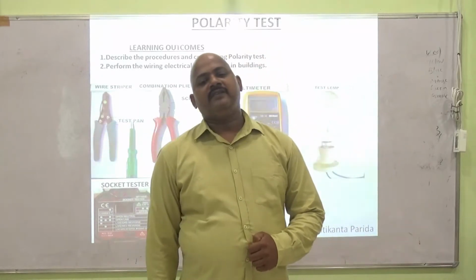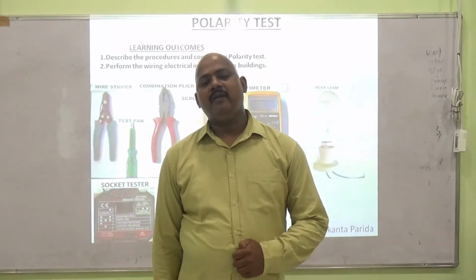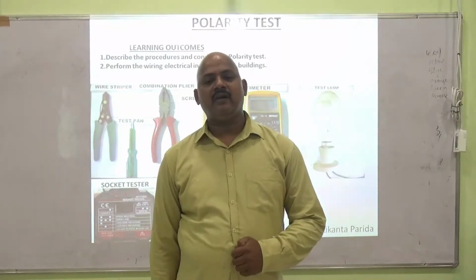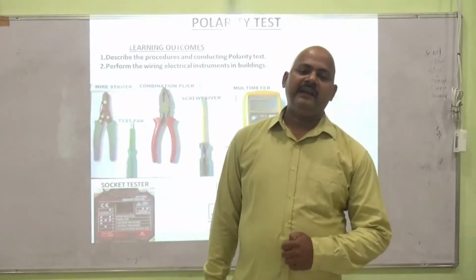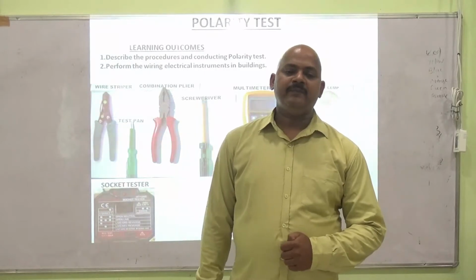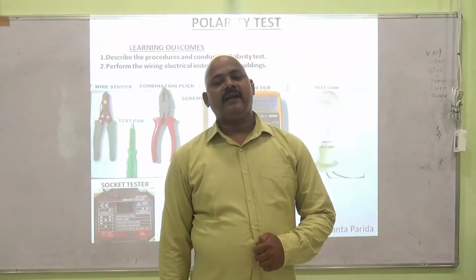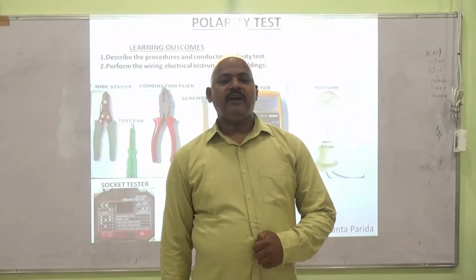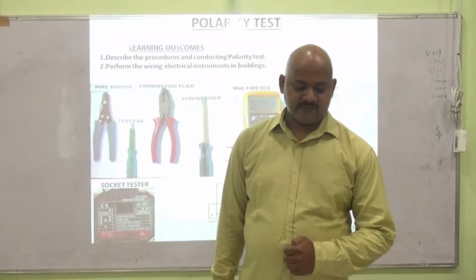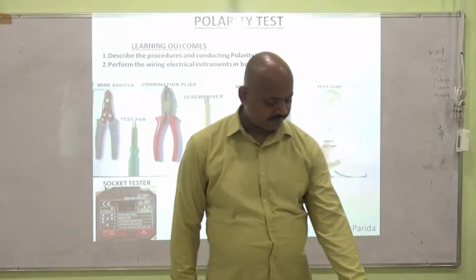But polarity test. Polarity test is used to verify and determine the phase conductor, neutral conductor and earth. Polarity test can be done in three ways. One is polarity test by visual inspection. Second, polarity test through continuity. Third, polarity test through live testing. In one, polarity test by visual inspection.